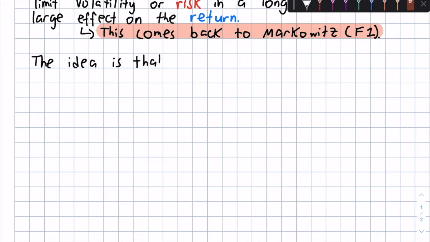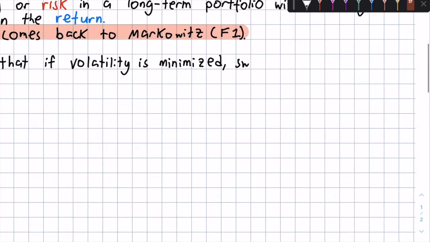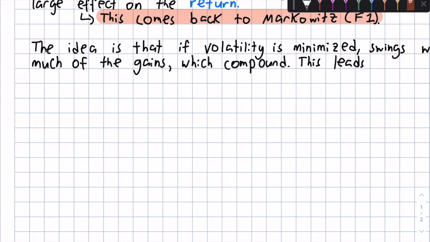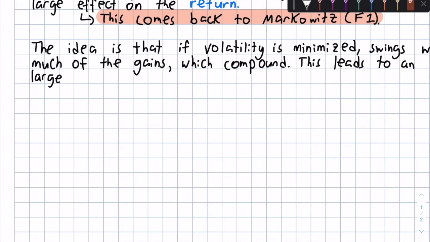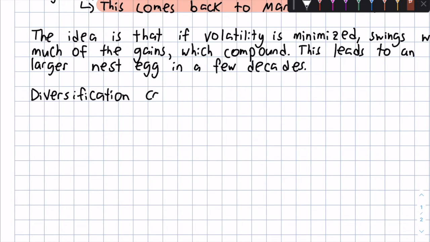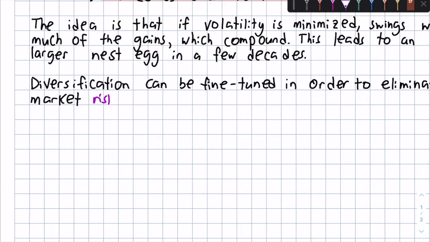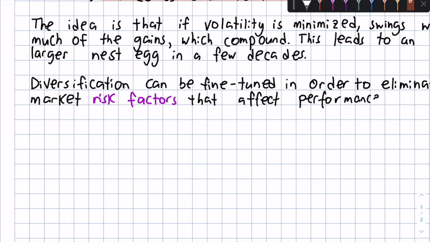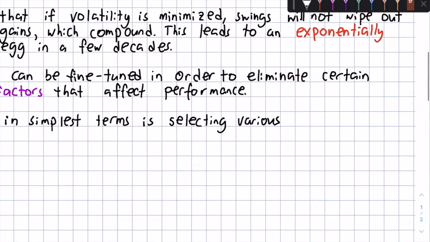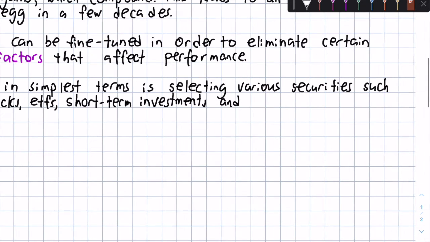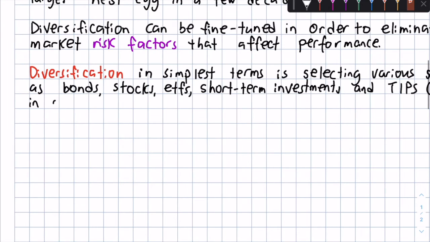The main idea is that if volatility is minimized, swings in the market will not wipe out much of the gains, which will compound over time as they're kept. This leads to an exponentially larger nest egg in a few decades. So the key is that it can be fine-tuned in order to eliminate certain market risk factors that affect performance of the long-term portfolio. Diversification in its simplest terms is selecting securities such as bonds, stocks, ETFs, short-term investments, and TIPS, as we'll see later, in order to minimize the overall risk.